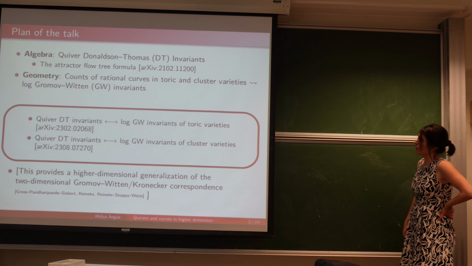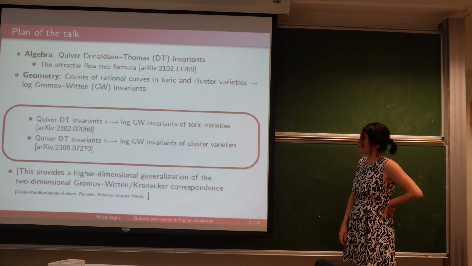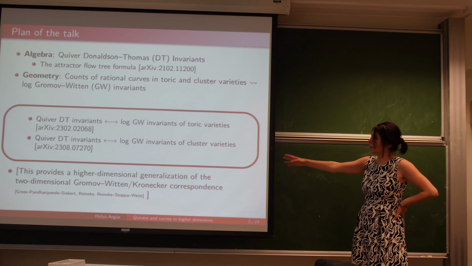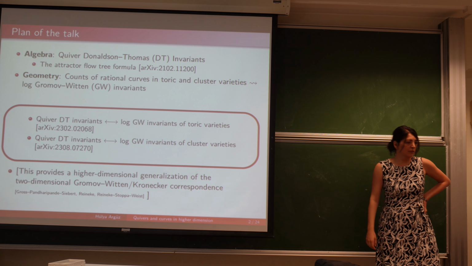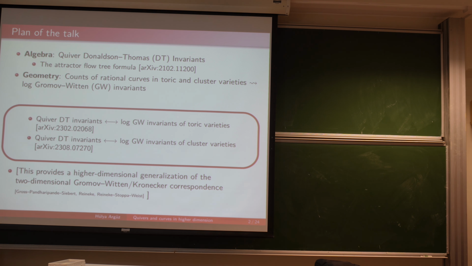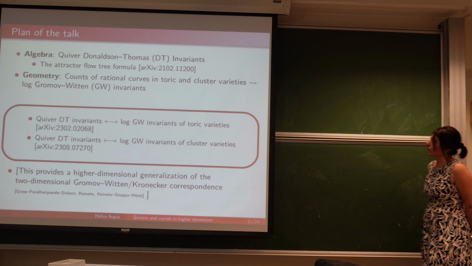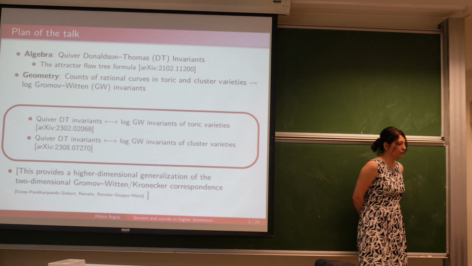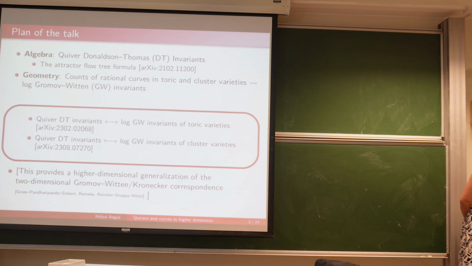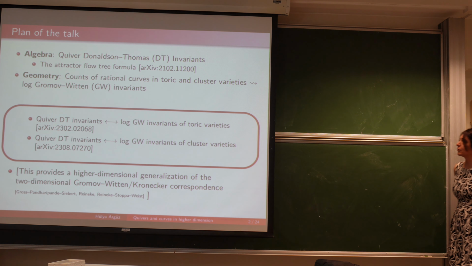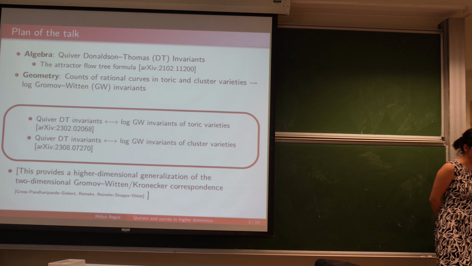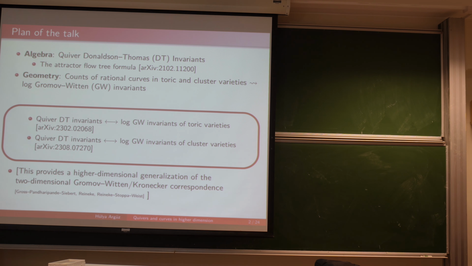And this is based on a couple of works we did in the last couple of years, and earlier similar relationships were known in particular cases in dimension 2. They were known as the Kronecker correspondence for very particular types of quivers called Kronecker quivers. So these relationships we prove in these works, joint with collaborators, provide generalizations of these to higher dimensions.